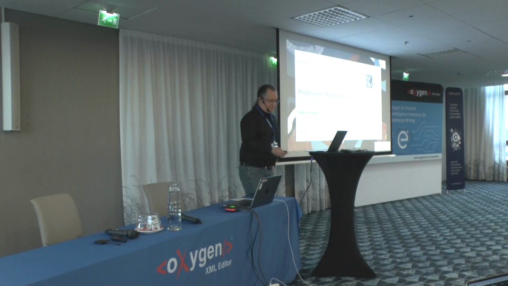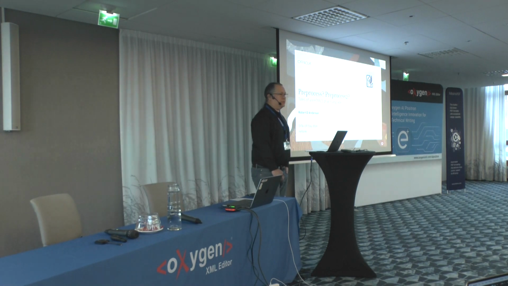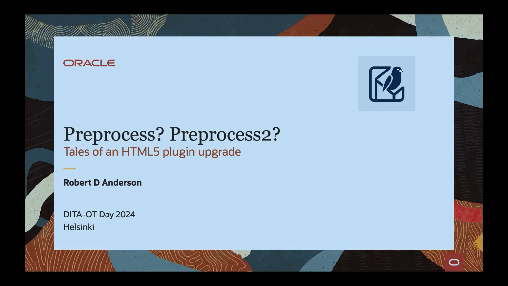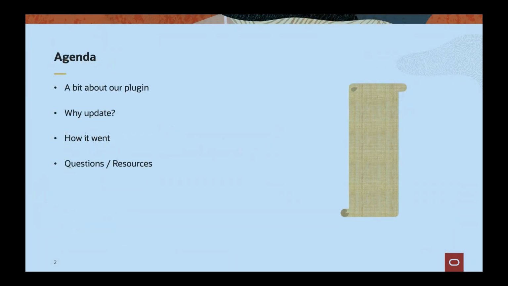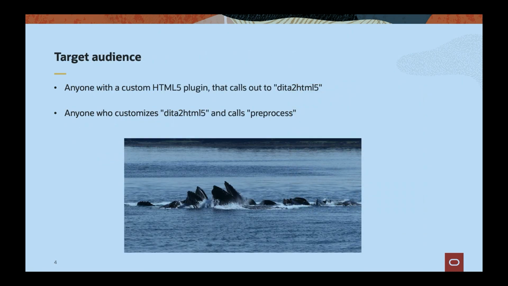Okay, hello. I'm going to go into more detail about one of the things Jarno mentioned, preprocess2, and talk about how we upgraded. So this is now the new default. Jarno showed the big change we made, adding that extra digit, and I'm going to talk about how I tested that with our extensions. So I'll talk a little bit about our plugin, and then why we updated and how it went. Like Jarno, I've been working on this for a long time, so that's who I am.